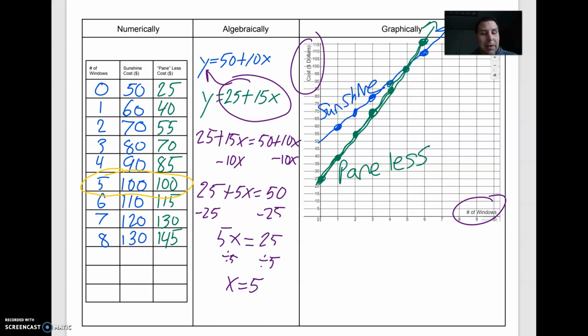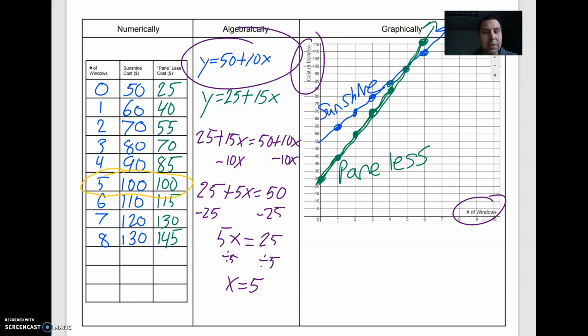It's the exact same. And if I want to find the y value, let's assume I didn't know the actual cost numerically or graphically, that's supposed to be 100. I can take that 5 and replace it with any x, either in the first equation or the second equation. It doesn't matter because we found out when they're the same, so it doesn't matter which one we plug into. Just plug into which equation seems easier.